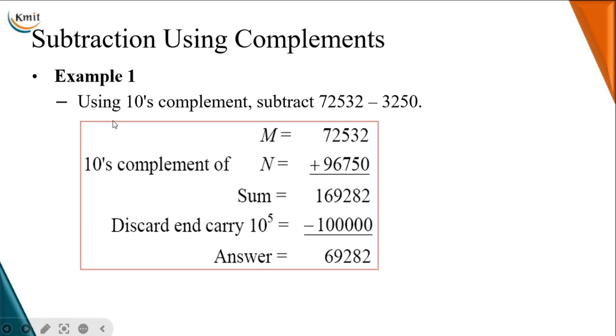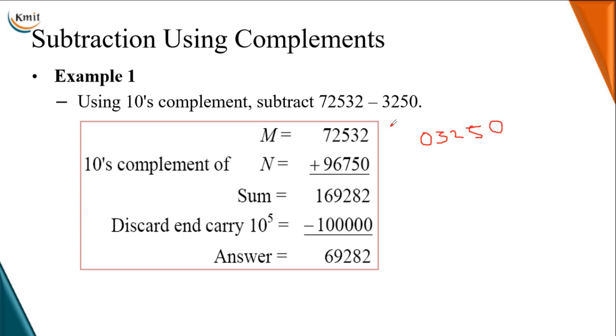Now I'll explain this with an example. 72532 minus 3250. Here the first number is a 5-digit number and the second number is a 4-digit number. If you're doing subtraction using complement, both numbers should have an equal number of digits. Hence we can introduce a 0 in the most significant digit of the subtrahend. If you introduce a 0, the value does not change, so the subtrahend becomes 03250.